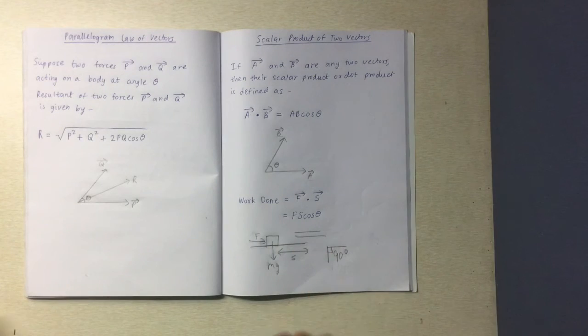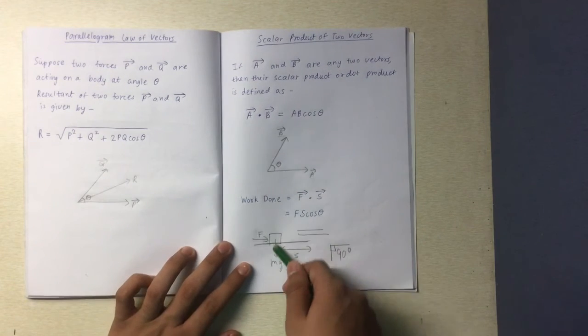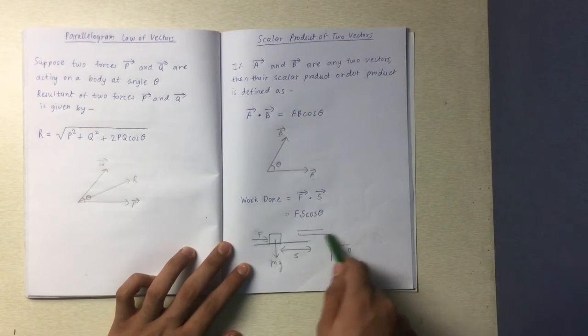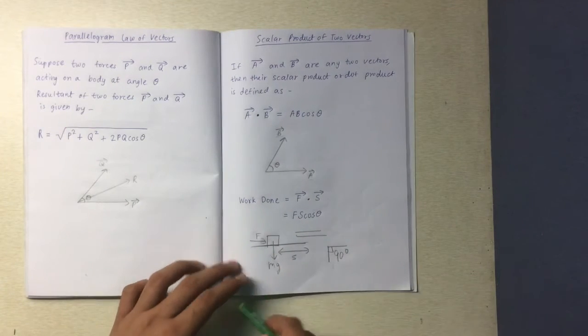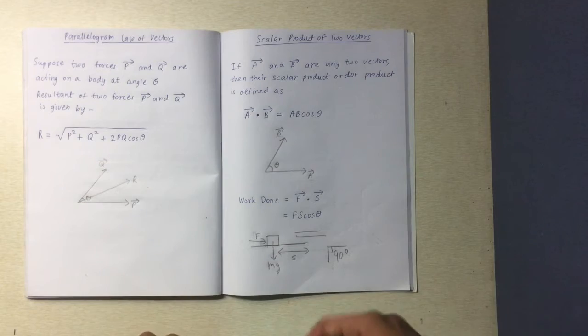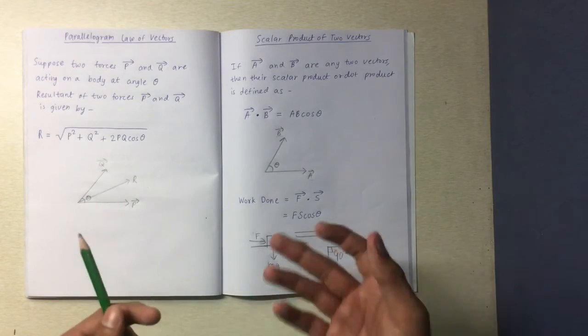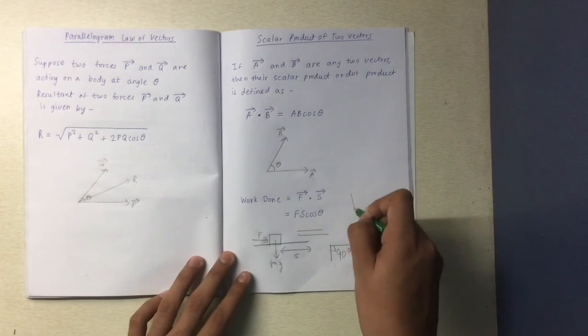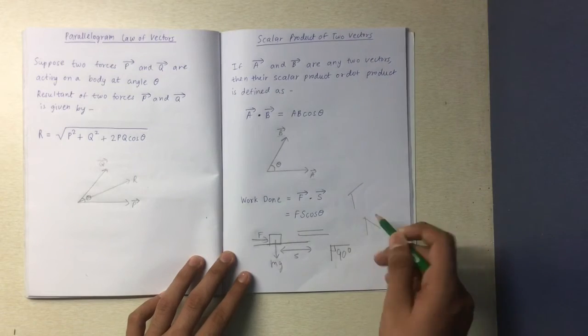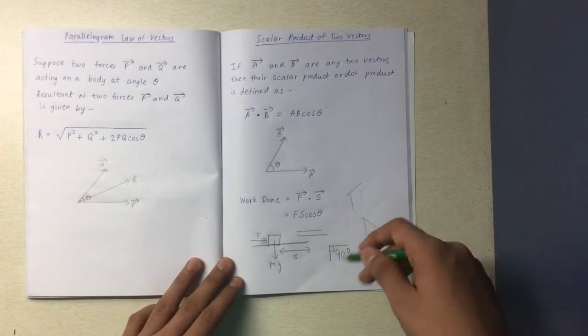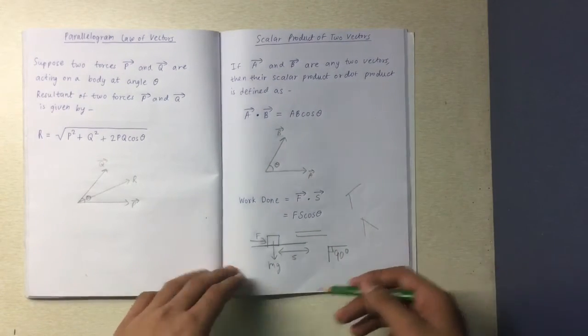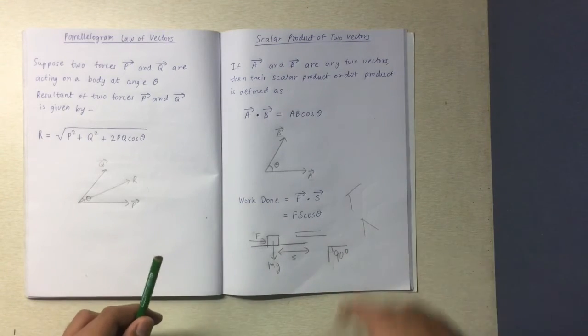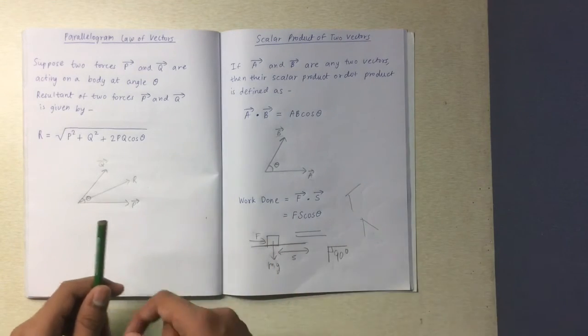However, in a few cases, for example, they ask us to calculate work done by the gravitational force. The gravitational force will be mg. Then the angle between them will become 90 degrees. So cos 90 will be 0, so work done will be 0. There are many different cases in which the angle between the force and the displacement is going to be different, and that is how the work done is also going to vary.